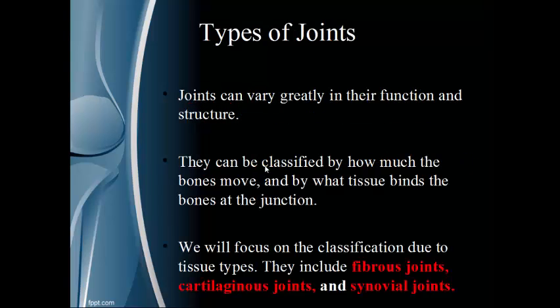Alright, next we'll move on to different types of joints. Joints have multiple forms. They vary greatly in their function and in their structure. And joints can be classified in two main ways, either by how much the bones are able to move, or by what tissue will bind those bones at that joint, at that junction. We'll focus on how they're classified by tissue types. And there are three types in this category: fibrous joints, cartilaginous joints, and synovial joints.